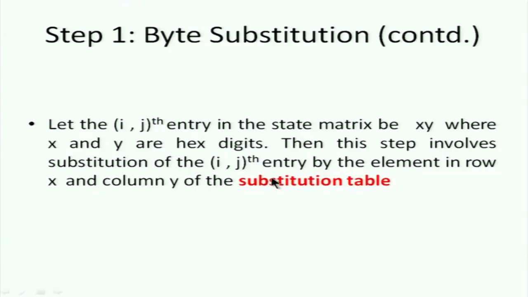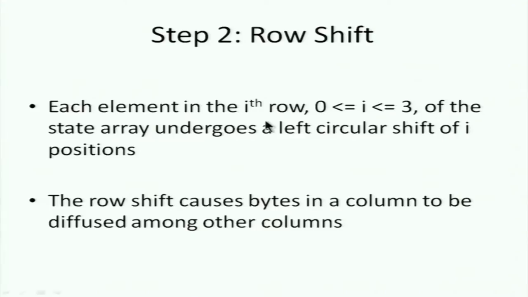Next step is byte substitution. So you take the entry in the first row and you shift or rotate every entry by one position to the left. Then the third row, two positions, fourth row, three positions. I'm sorry, this was byte substitution. Now we have row shift. Each element in the ith row, i lying between 0 and 3, of the state array undergoes a left circular shift of i positions. So this conforms to our template of a secret key cipher.